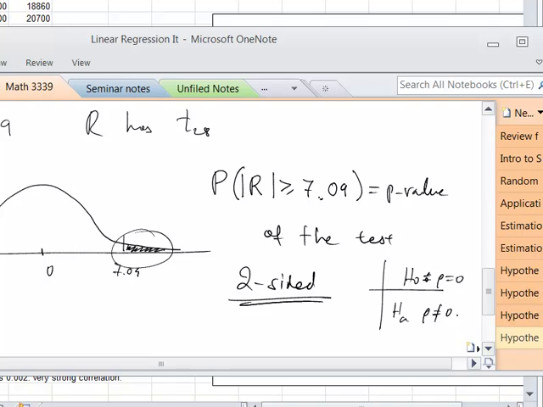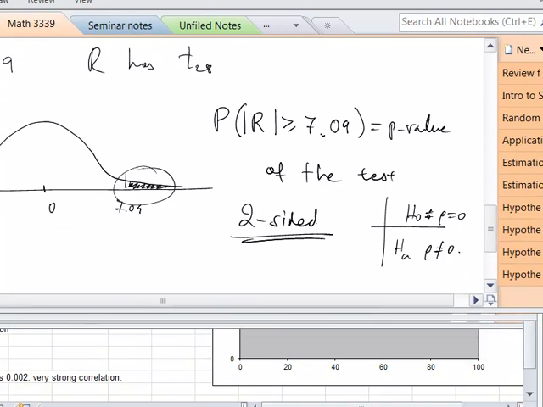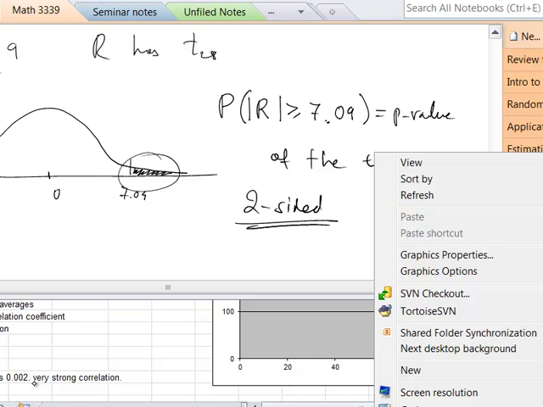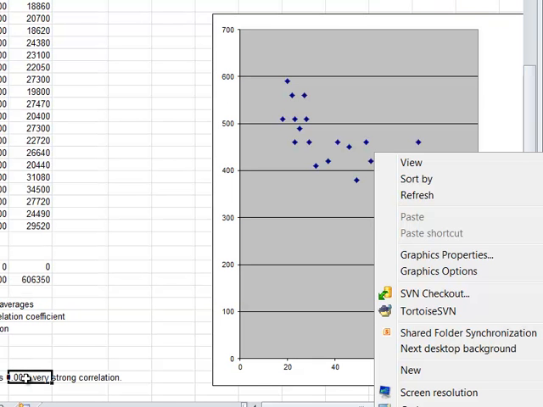Since we see that this p-value is very, very small, actually so small, 0.002, we understand that we can safely reject the null hypothesis. So the two random variables, x and y, are linearly correlated, as we call it. Therefore, it's valid to estimate the regression line between the two.